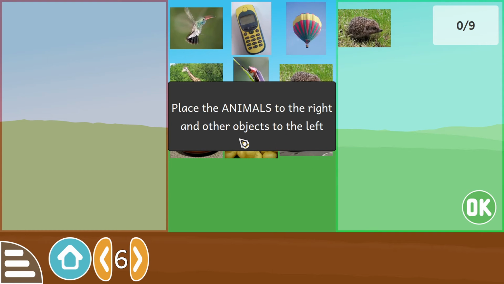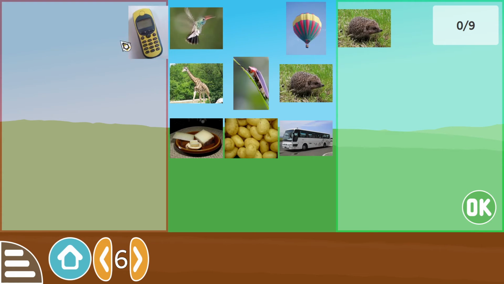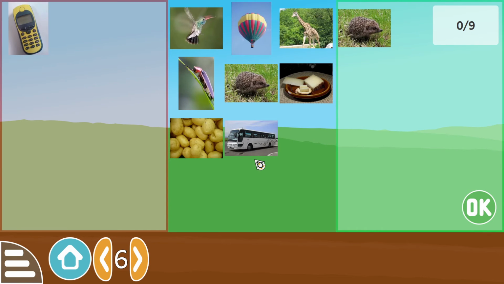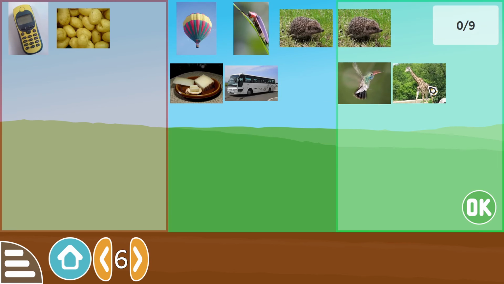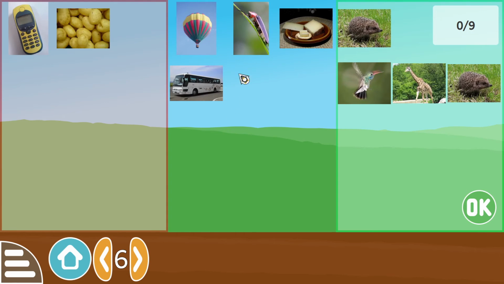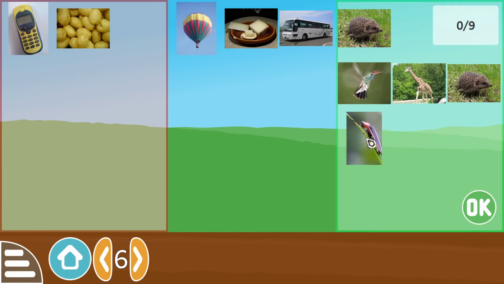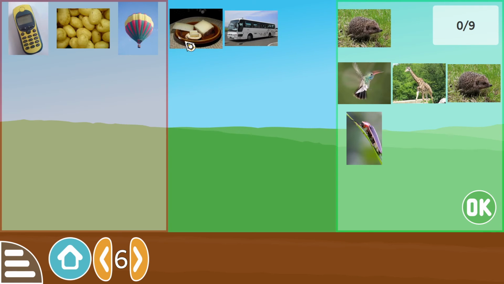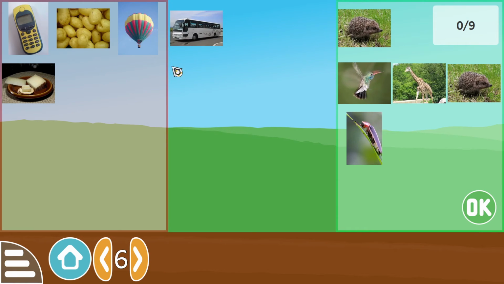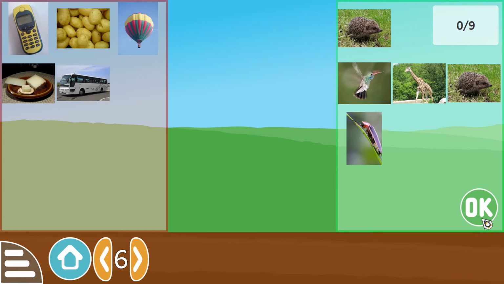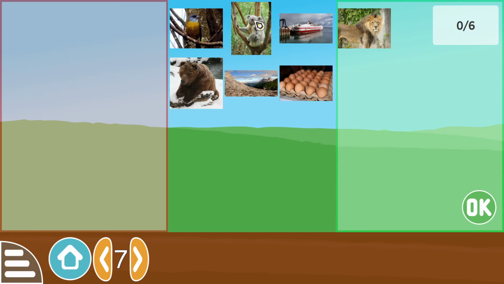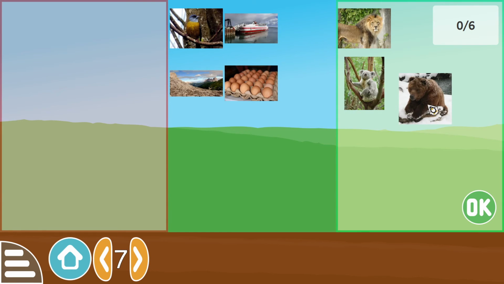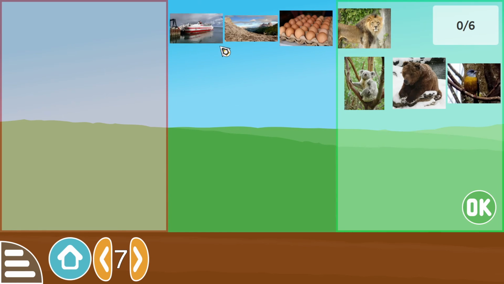So place the animals on the right, the other objects on the left. So we've got an older mobile phone. It's before smartphones, some potatoes, what looks to be a hummingbird, a giraffe, anteater, an insect, I'm not too sure what type it is, but a balloon, looks to be cheese and crackers, and a bus aren't animals. So I'll bring the koala across, and the bear, and the bird.